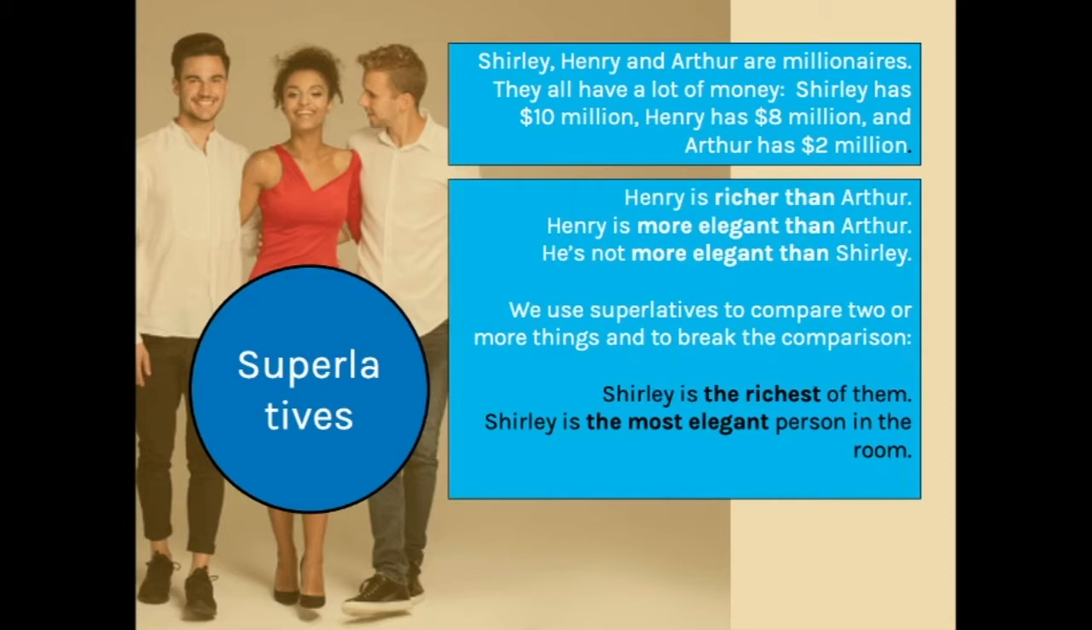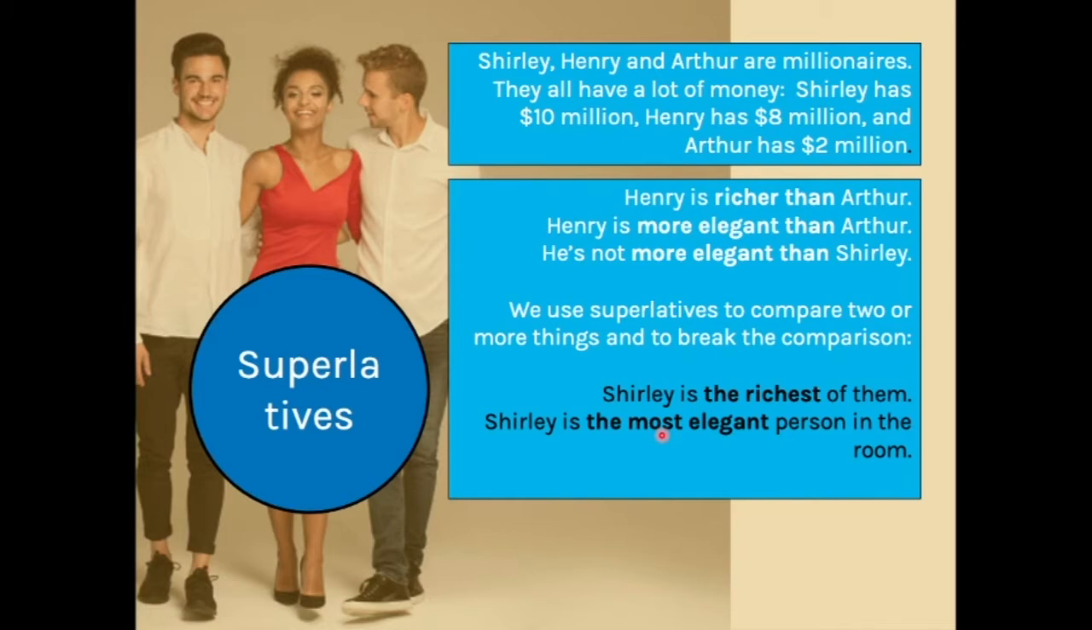We can make comparisons between Henry, Arthur, and Shirley. We can say that Henry is richer than Arthur because Henry has more money. Or Henry is more elegant than Arthur because his clothes are more elegant. But we can also say that Henry is not more elegant than Shirley. And we can use a superlative adjective to break the comparison. Shirley is the richest of them because she is the person who has more money out of the three of them. And we say that Shirley is the most elegant person in the room because she has the best clothes.